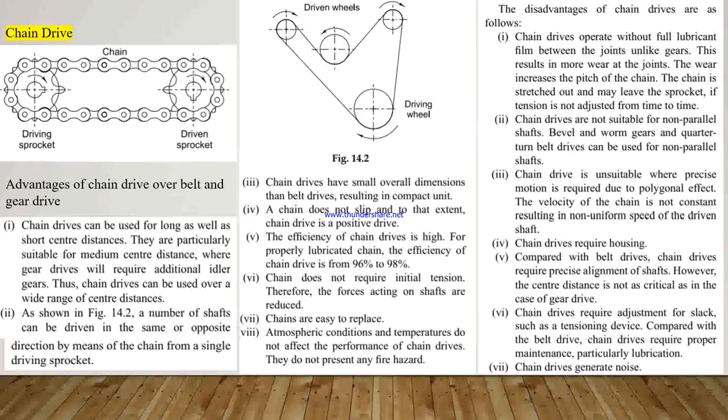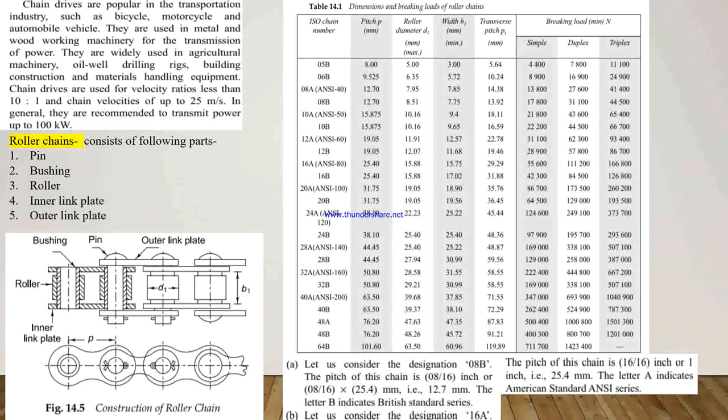Chain drives are unsuitable where precise motion is required due to the polygonal effect. Also, chain drives require housing and, compared with belt drives, require precise alignment of shafts. However, the center distance is not as critical as in the case of gear drives. Chain drives require adjustment for slack, such as a tensioning device. Compared with belt drives, they require proper maintenance and particularly lubrication. Also, they generate noise.